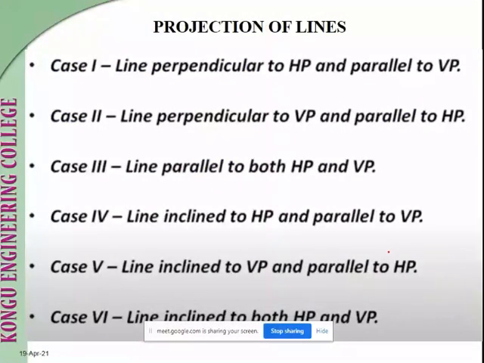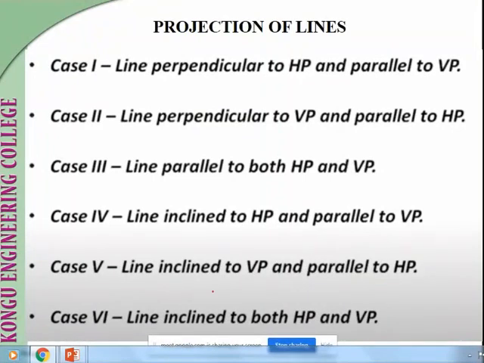So these are the 6 cases that we have for projection of line, that means 6 types of lines are available. Case 1 is a line perpendicular to HP and parallel to VP. Case 2 is a line perpendicular to VP and parallel to HP. Case 3 is a line parallel to both HP and VP. I think everyone knows HP is the horizontal plane and VP is the vertical plane.